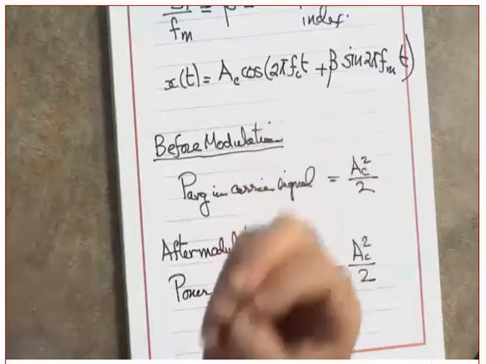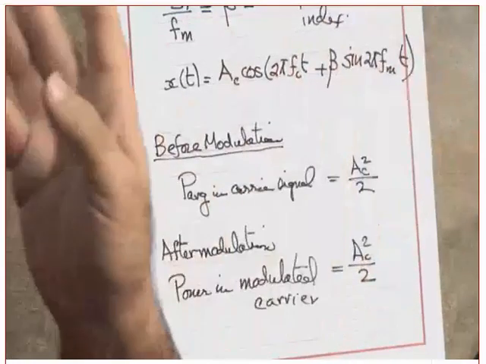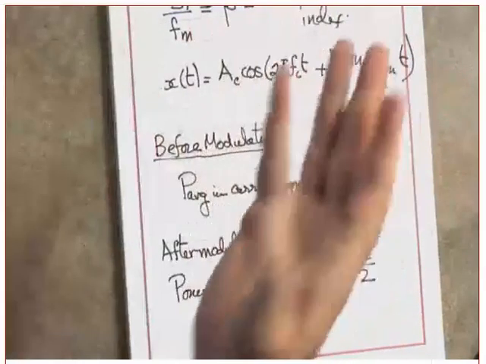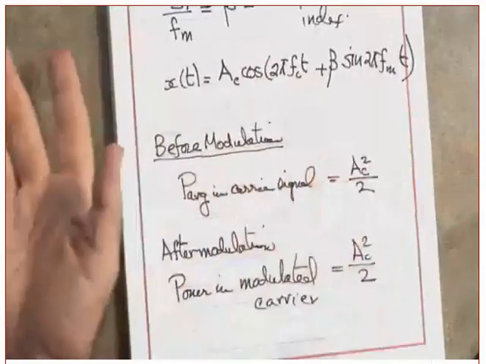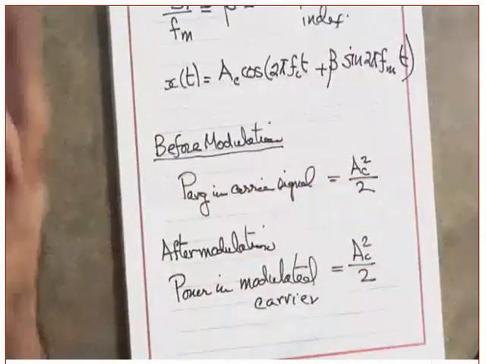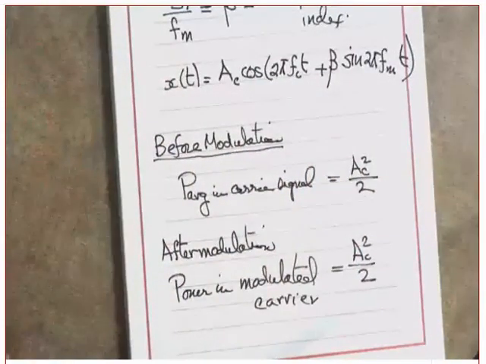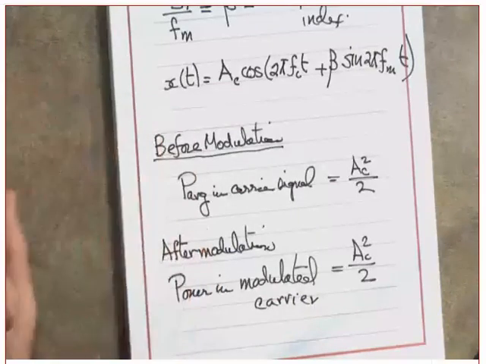The average power before modulation was A square over 2. After modulation, it was what? A square over 2. Is it the same power? So what does that mean? It means the sidebands do not have any power? What does it mean?